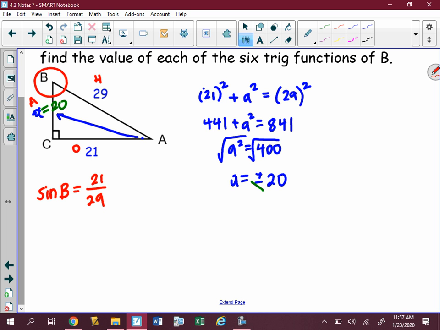21 over 29. Good. What's the reciprocal for sine? What's the trig function called? Cosecant. So the cosecant of B would be what? Flip that over. The reciprocal of it. Yeah, do that 29 on the top. So 29 over 21. So I would probably do cosine of B next. So cosine would be what over what? Adjacent over hypotenuse, so 20 over 29. Good. So what trig function goes with cosine? Secant. Good. So the secant of B, make sure you're putting that B next to it, would be what? Good. 29 over 20. Nice job.